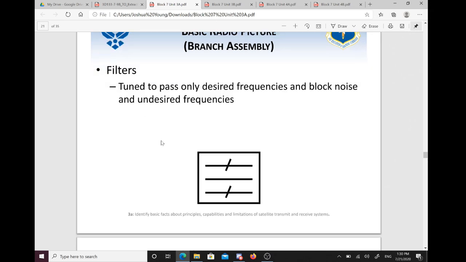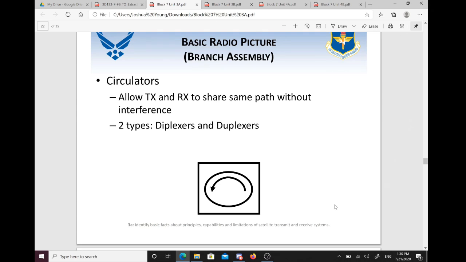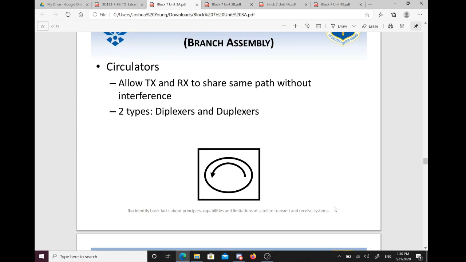Your filter is just like any other filter that you've encountered in your time here in this course. It is tuned to only pass your desired frequencies and block out everything else. Lastly, your circulator, which allows for transmit and receive to occur on the same path without interference.